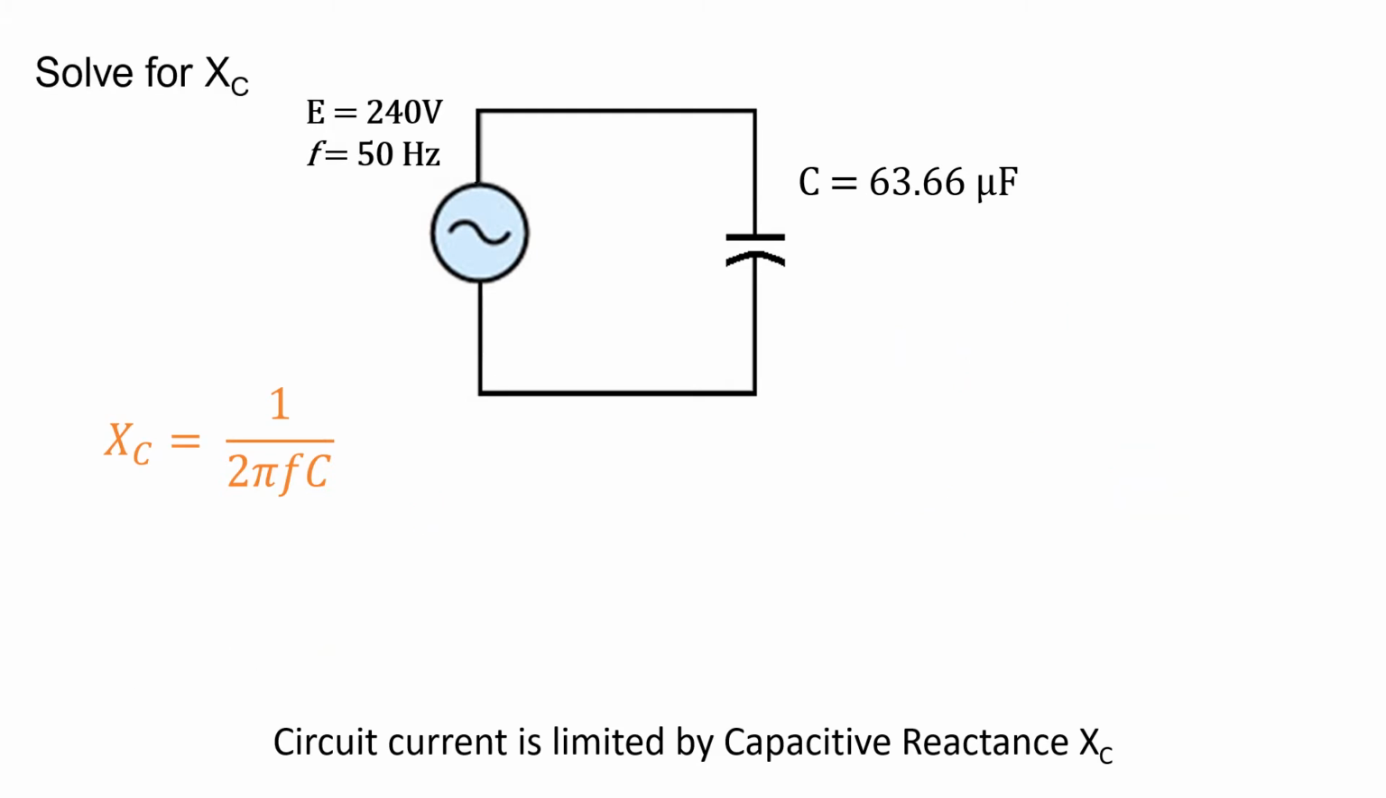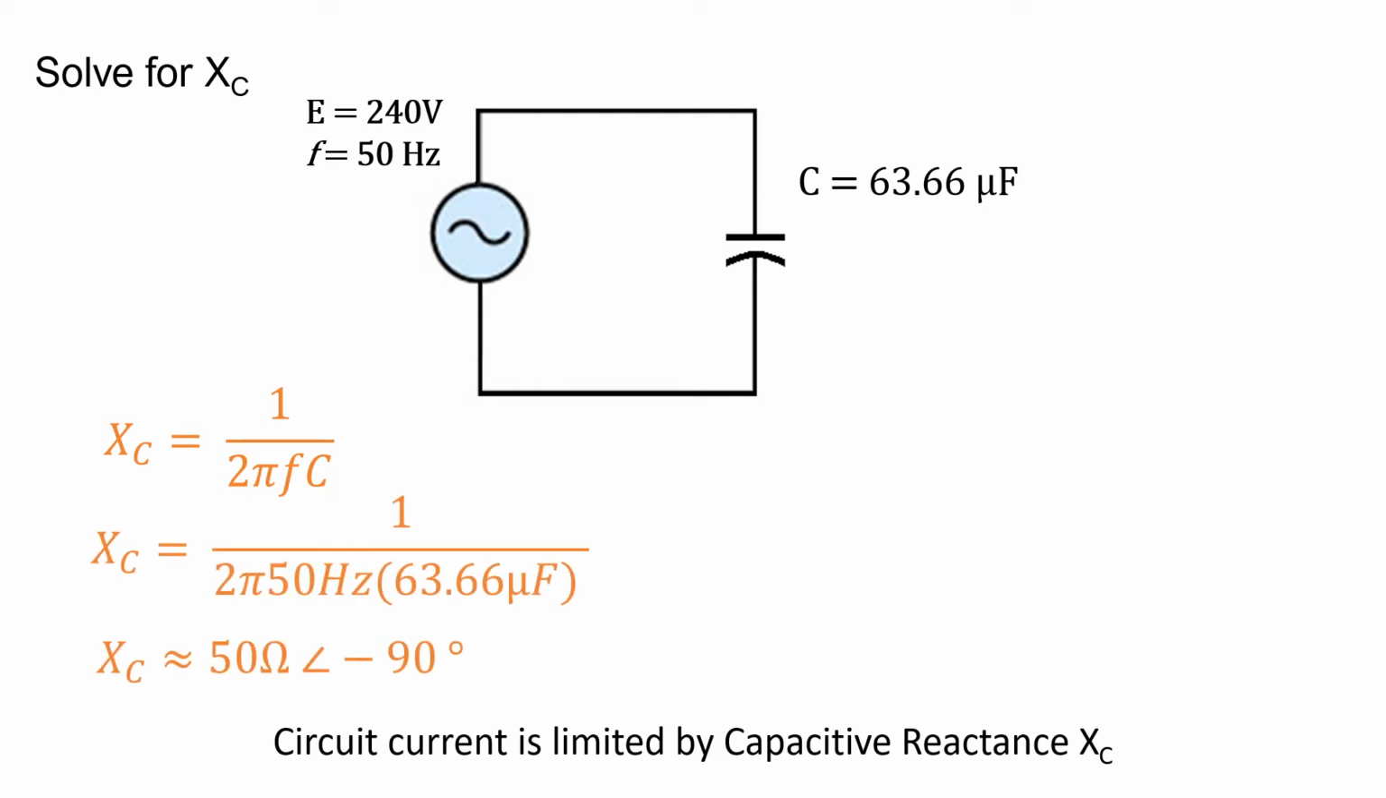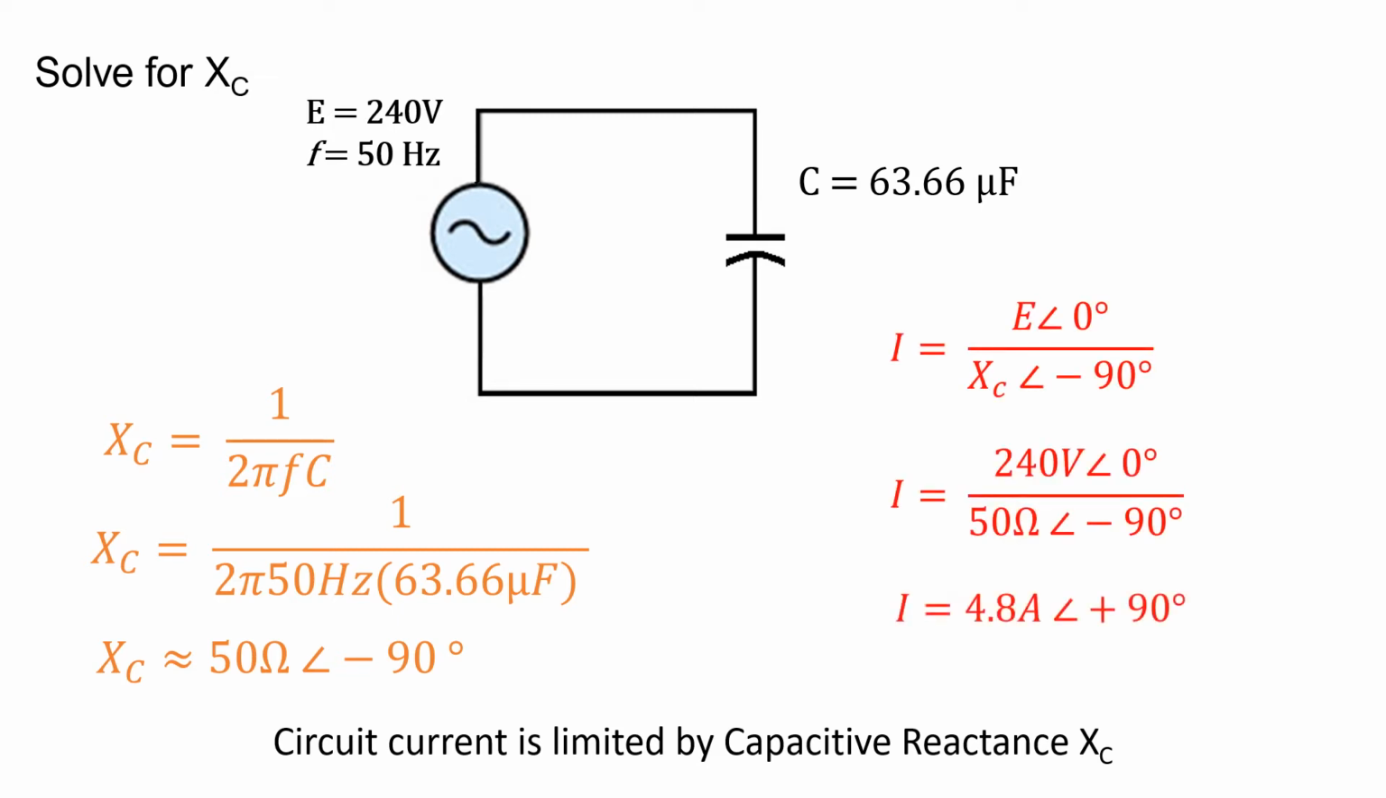Let's do another example to make sure that we have the mathematical operation down pat. So here we have a 240 volt circuit at 50 hertz, 63.66 microfarad capacitor, and that'll result in approximately 50 ohms at minus 90 degrees. Use Ohm's law to find our current, and that results in approximately 4.8 amps at 90 degrees. How'd you get along with that?